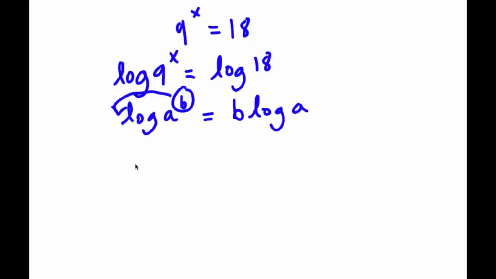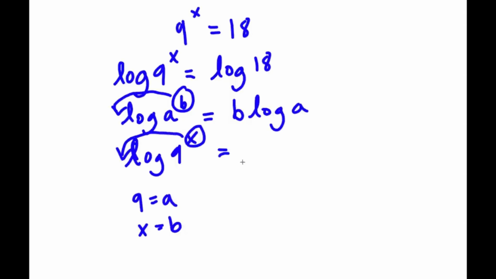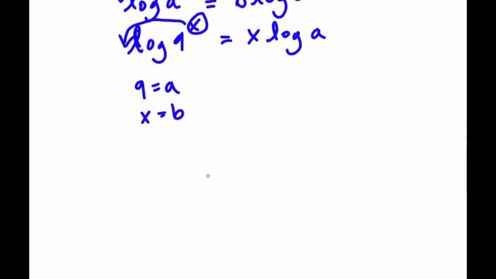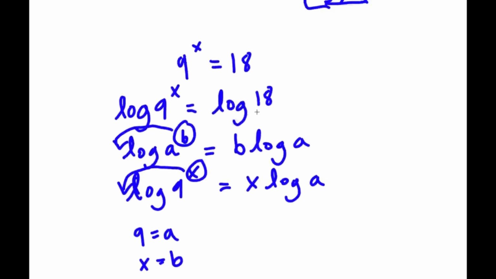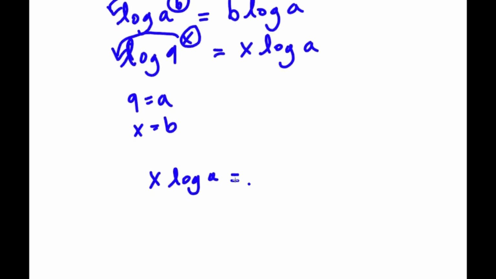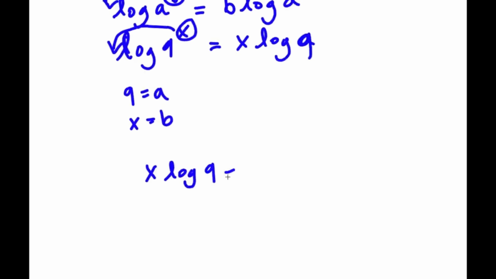So I'm going to use this property on log 9 to the power of x. So we can think of 9 as a and x as b. So I'm going to move our x here to the front of the logarithm. So this is going to equal x times log a, sorry, it's not a, it's 9. So I have x times log 9 is equal to log 18.